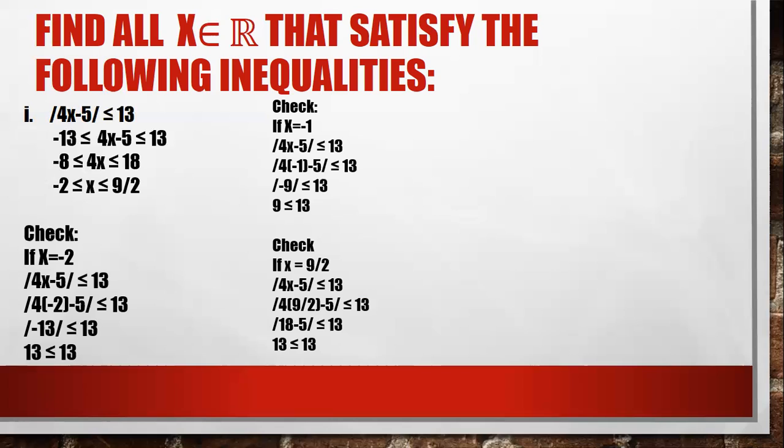If our x is equal to 9 over 2, we copy the equation again. So we have the absolute value of 4x minus 5 less than or equal to 13. Let's substitute the value of x. So we have the absolute value of 4 times 9 over 2 minus 5 less than or equal to 13. 4 times 9 over 2 is equal to 18, minus 5 less than or equal to 13. 18 minus 5 is 13. So the absolute value of 13 is 13. So 13 is less than or equal to 13. Therefore, if our value is 9 over 2, then it satisfies our given equation.